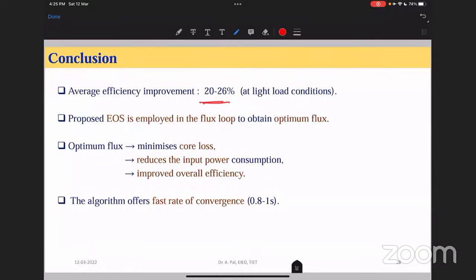This method is only implemented in the flux loop, so it can easily be implemented. So what is this method actually doing? It optimizes the flux value to minimize the core loss, minimize the input power consumption, and improve the overall efficiency. And its convergence time is very fast.